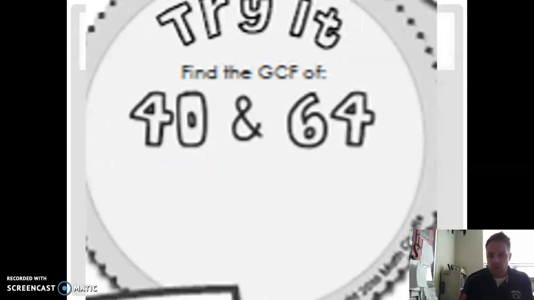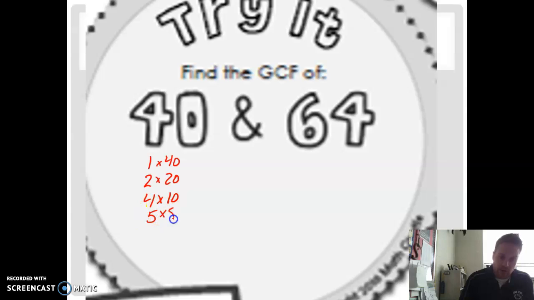On the flip side, we do the greatest common factor, right? So we're going to list all the factors of these numbers. So we're going to do 1 times 40. It's even, so I know I can do 2 times 20. 4 plus 0 is 4. 3 can't go into 4, so it can't go into 40. 4 times 10 is 40. 5 times 8 is 40. And that's it. I'm going to go over here and list the factors of 64.